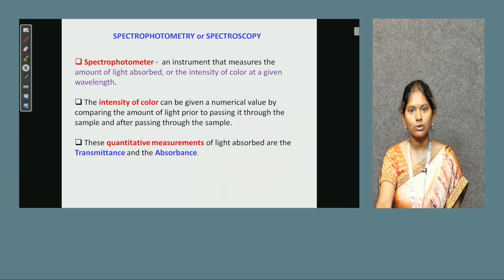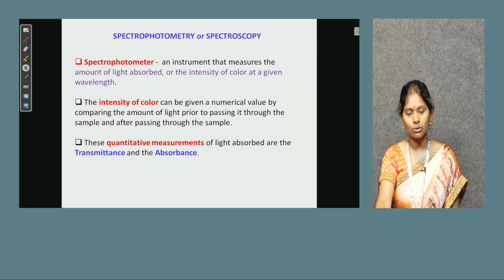So how this intensity of the color can be measured is by irradiating the particular solution with a particular wavelength of light. If the molecules are in resonance with that wavelength, these colored or non-colored solutions will absorb the light or energy from the irradiated light and transmit the non-absorbed part. So by measuring the intensity of the absorbed or transmitted light, we can determine the concentration of the substances present in a particular solution.